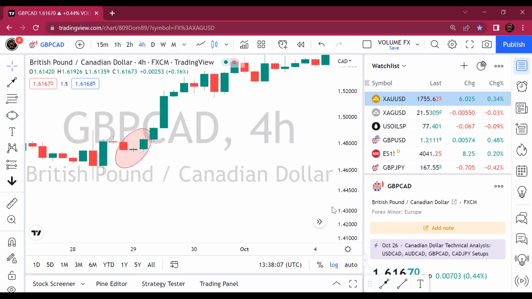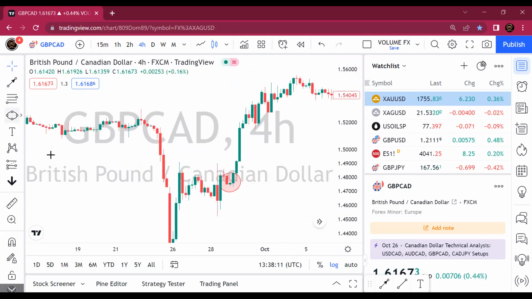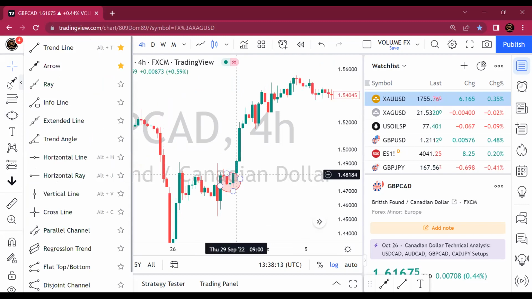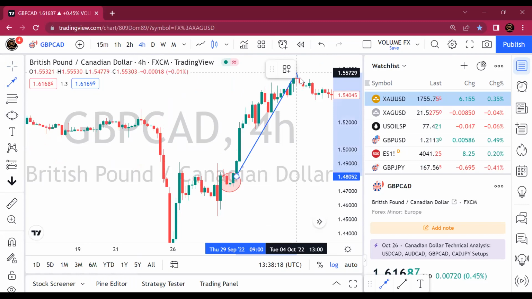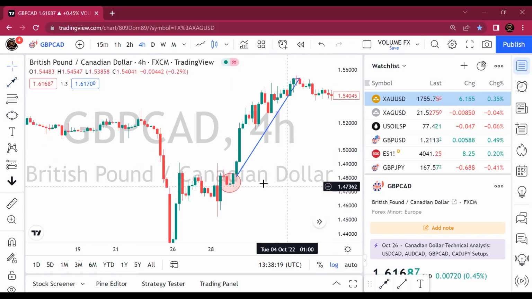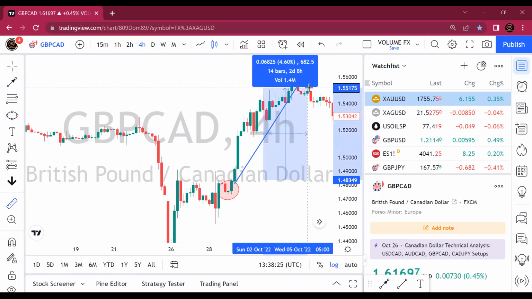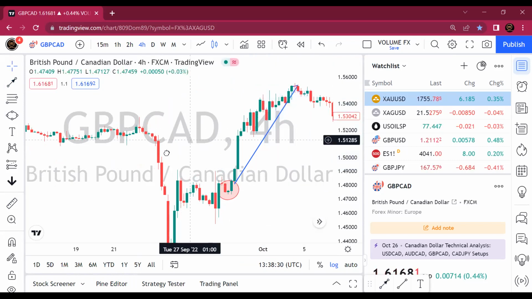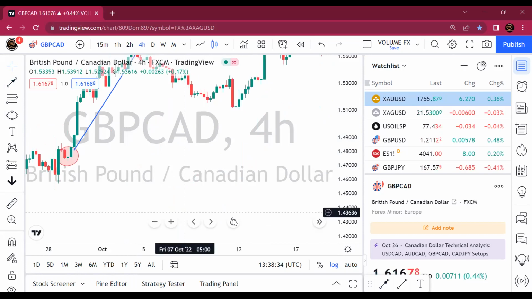After this one, what did it do? After this one, where did it go to? It went all the way up. Okay? It went all the way up. And it went how many pips? These are very powerful patterns. How many pips did it go for? 682. 682 pips. Ladies and gentlemen, these are very powerful pattern. Let me see. Just give me a minute.